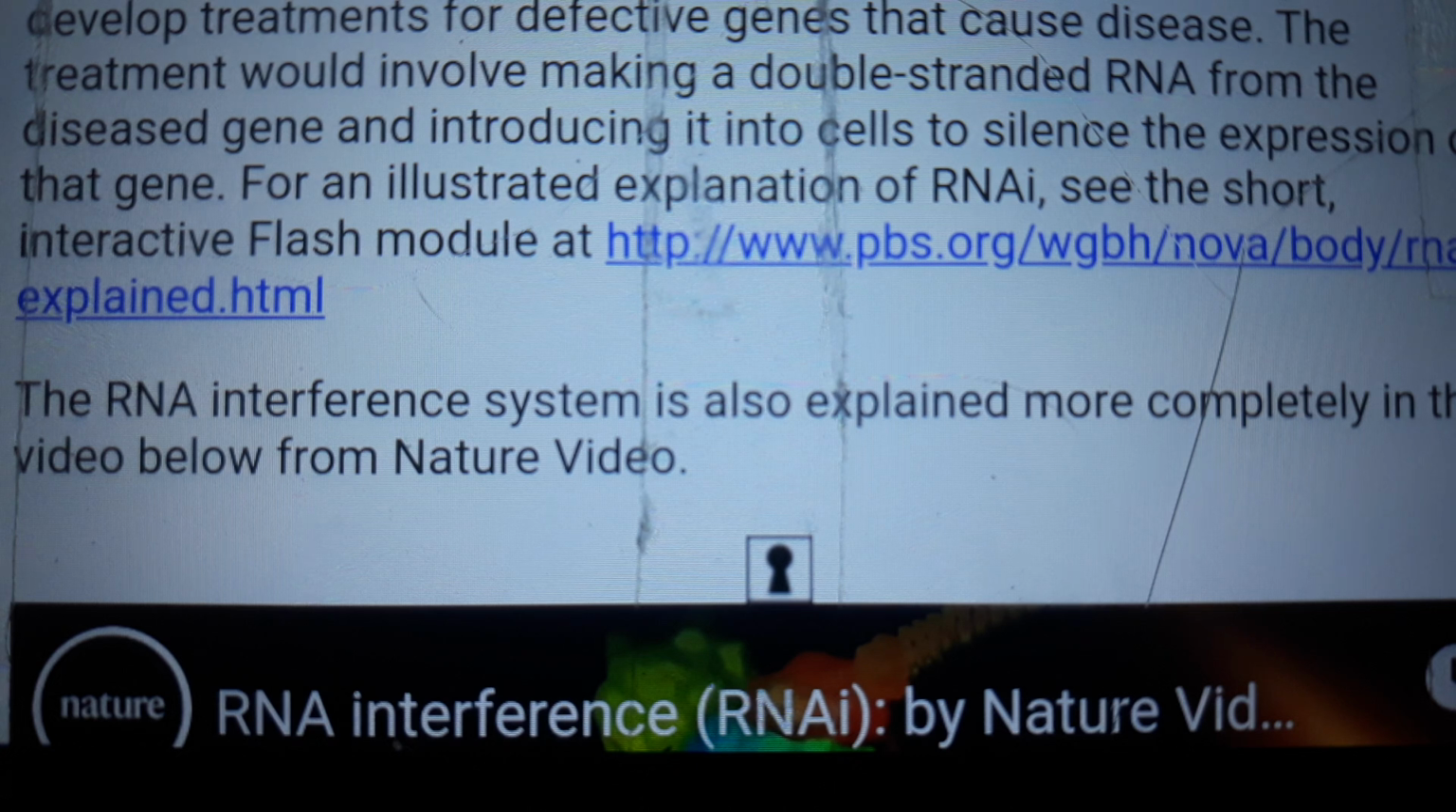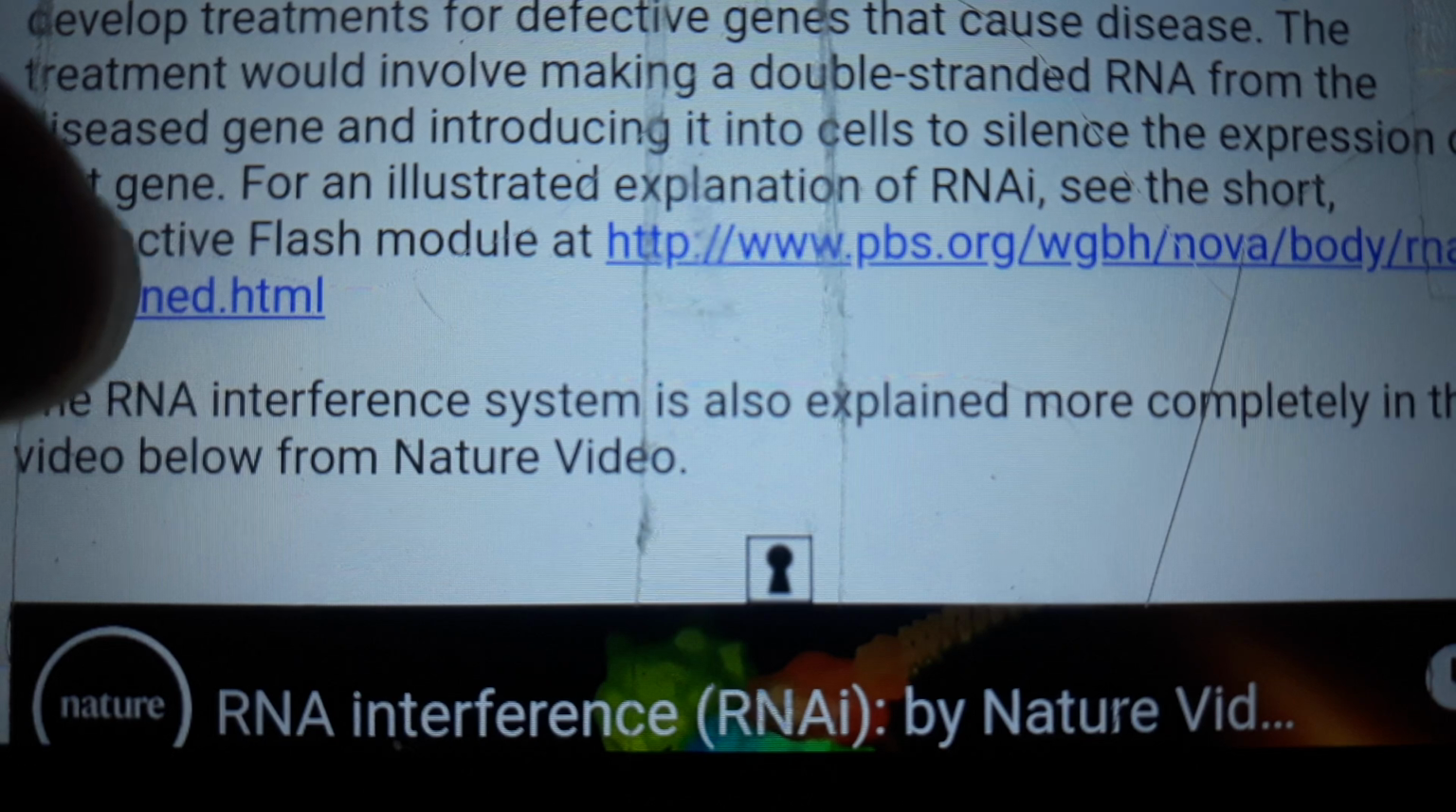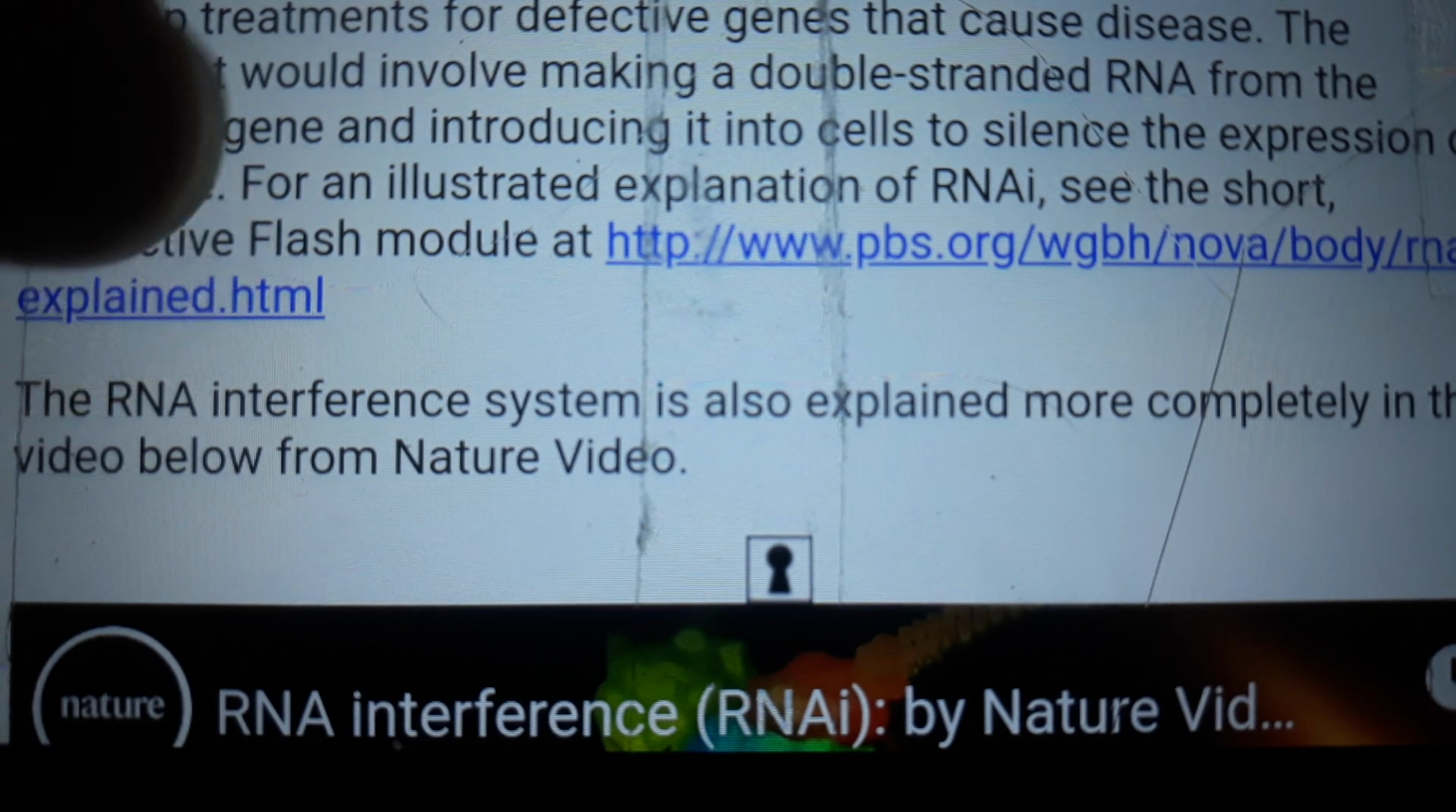The RNAi system could potentially be used to develop treatments for defective genes that cause disease. The treatment would involve making a double-stranded RNA with a diseased gene and introducing it into cells to silence the expression of that gene. Now, for an illustrated explanation of RNAi, let's see the short interactive flash module at the given address here, and follow that. That will be followed by a video. Let's just check it out.